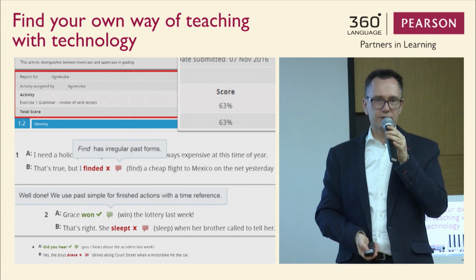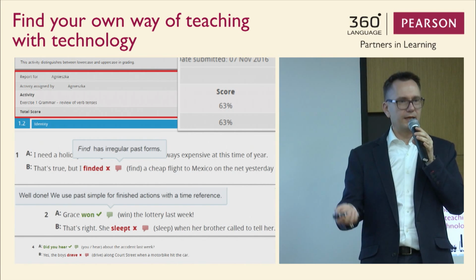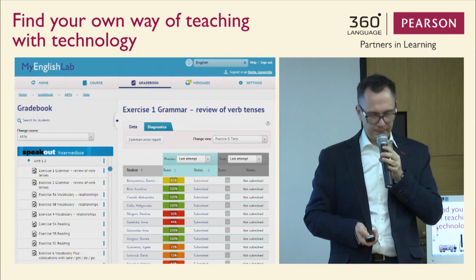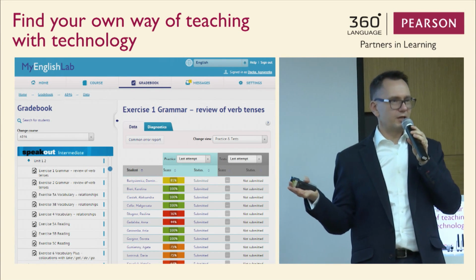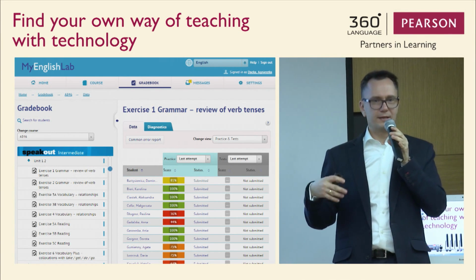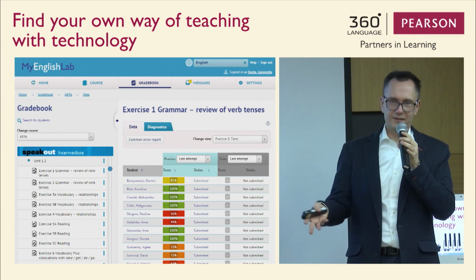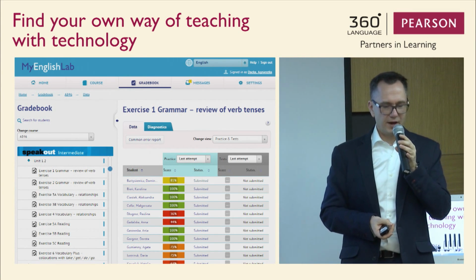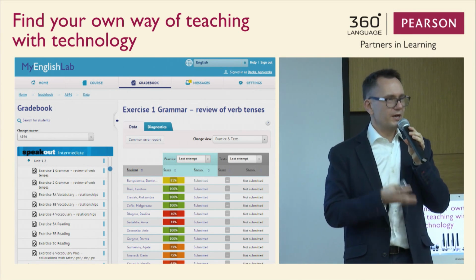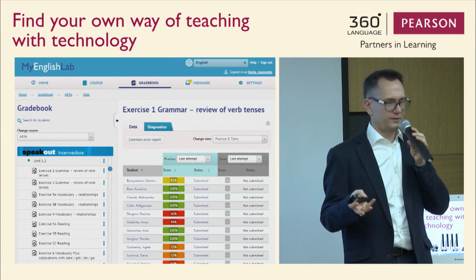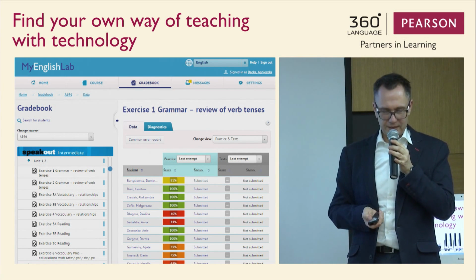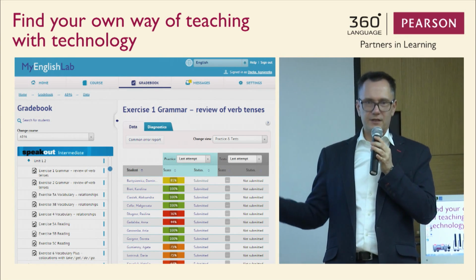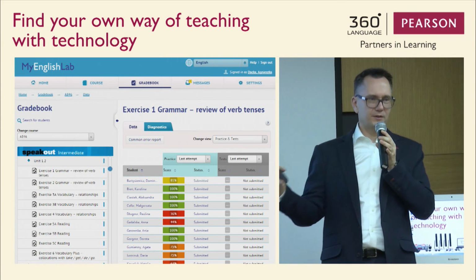And of course, there's the score that the student can see and the teacher can see. Now, the teacher and the student can see a lot more, because My English Lab is not just about doing exercises online instead of on paper. It's the gradebook, which is rich with information about the students. You get the information about the students' general results, but again, this is color-coded, so you can see the green students and the red students.